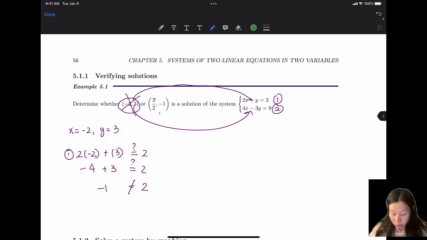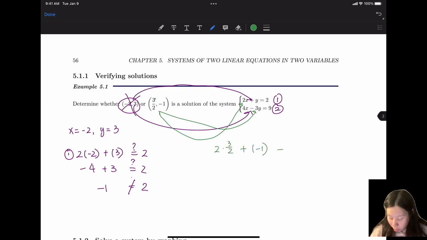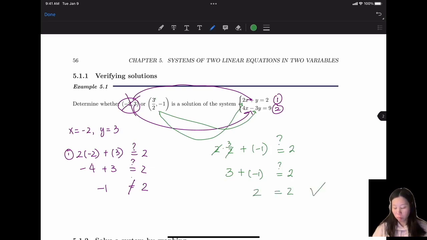Again, we want to check if these points are on the first equation and the second equation. So with 3/2, 2 times 3/2 plus -1, we don't know if this equals 2. We're checking the first equation. Now the 2 and the denominator cross-cancel each other, plus -1. So now on the left side of the equation, I have 3 plus -1 equals 2. Okay, so they're equal. That means the ordered pair is on the first equation.